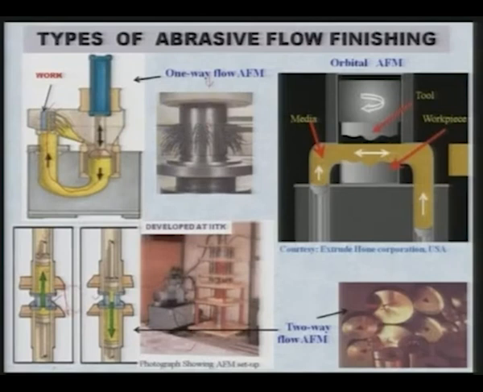But when you have workpieces like this which have blind cavities, how will you finish? You cannot use one way, you cannot use two way also. So, extrude hone developed an orbital AFM process.